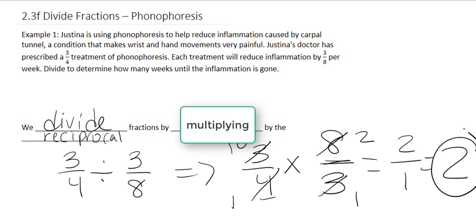So this is our solution. So we know Justina has 2 weeks until the inflammation is gone. So let's look through another example.